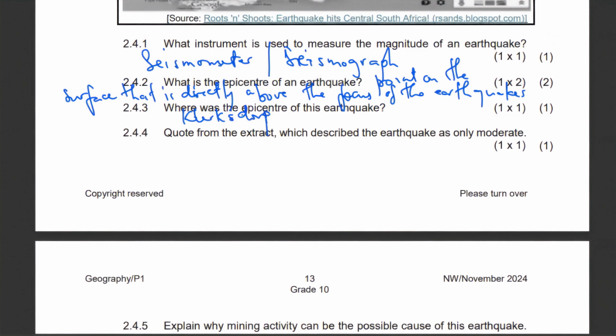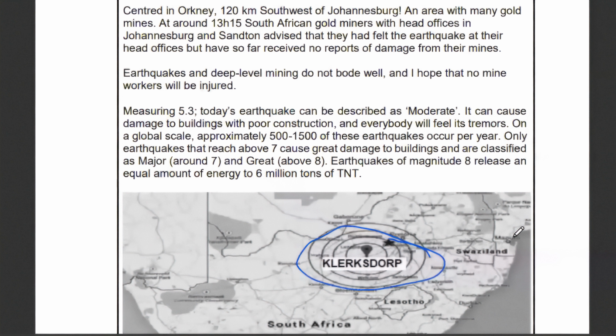Quote from the extract which described the earthquake as only moderate. Moderate, we are saying the earthquake was not very destructive, was not very powerful. It was average in terms of its strength. It says it can cause damage to buildings with poor construction, and everybody will feel its tremors. That's the suggestion, that the earthquake was moderate. If it was very strong, it was going to cause widespread destruction, despite the buildings being poorly constructed.